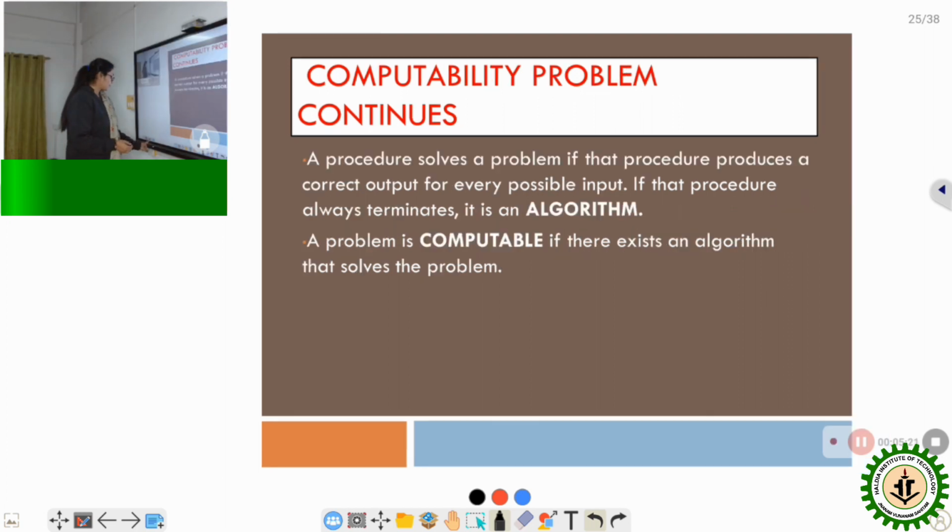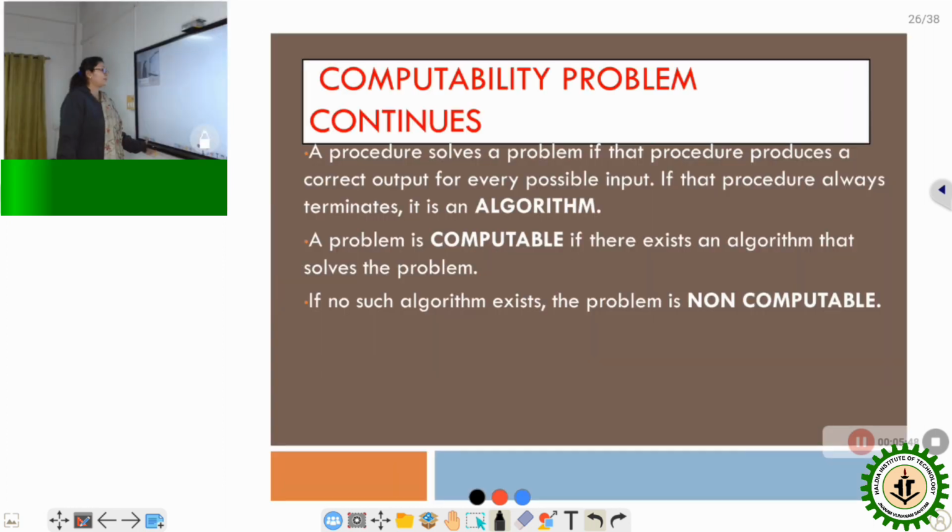Now, a problem is computable if there exists an algorithm. So, the problem is computable if we have an algorithm to solve that particular problem. Otherwise, it will be a non-computable problem. That is, if no such algorithm exists, the problem is non-computable.